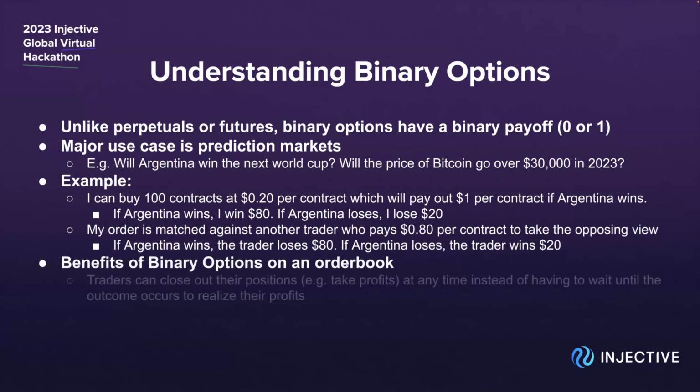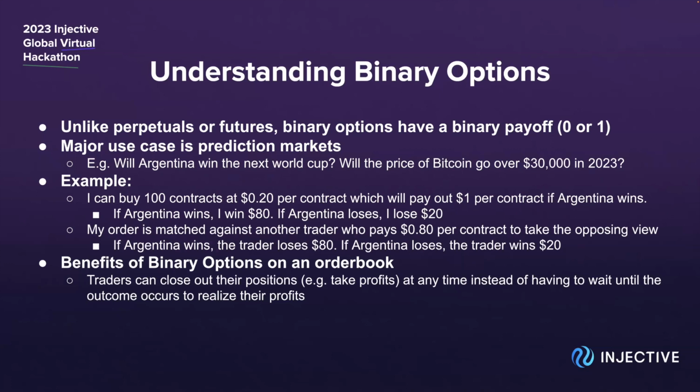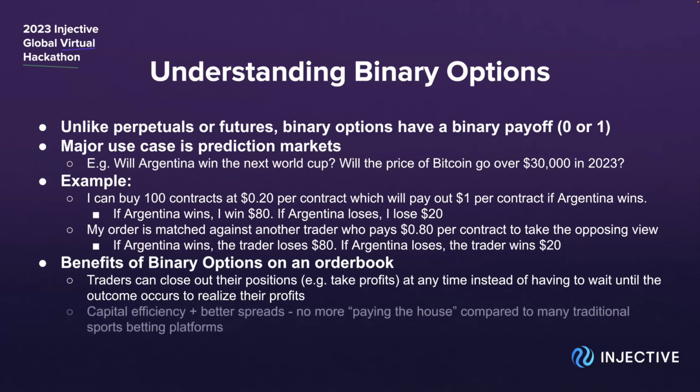Some benefits of binary options on an order book, on Injective in particular, are that traders can close their positions or take profits at any time, instead of having to wait until the outcome occurs to realize their profits. The benefits also include capital efficiency and better spreads. There's no more paying the house or having the house be the sole market maker, which is a major difference compared to many traditional sports betting platforms.